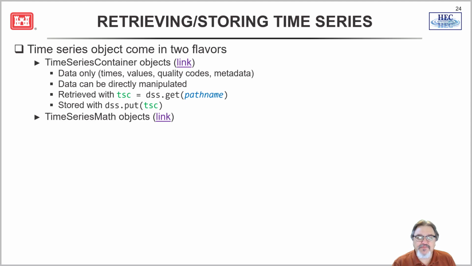path name. If you have a time window set, you can use a data set name, which can be a path name with or without a D part, and it will retrieve the time series for the entire time window that you have set. But without a time window set, you can just say get the path name and it'll get a single record from the DSS file. You store a time series container with dss.put with the time series container.